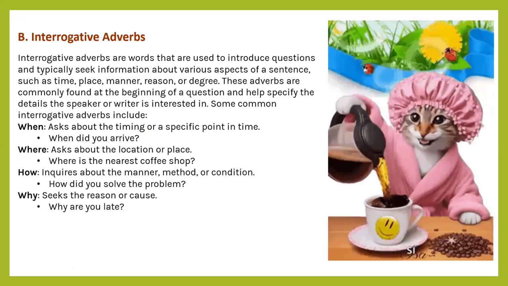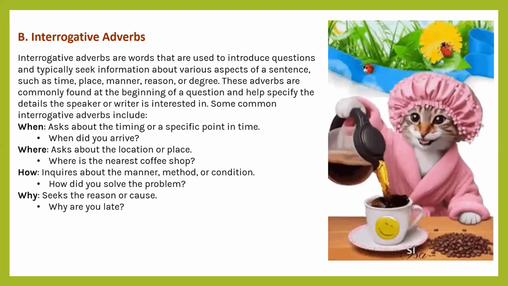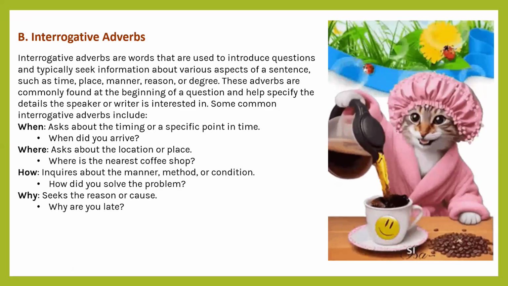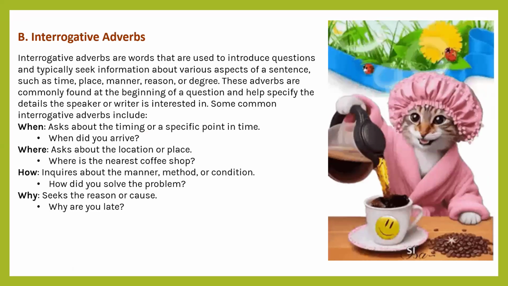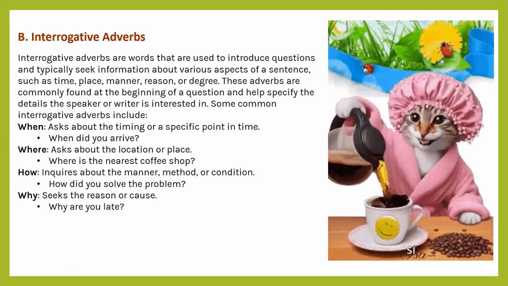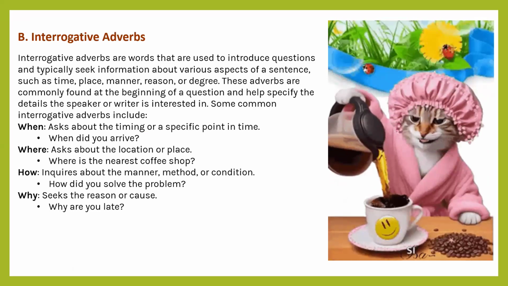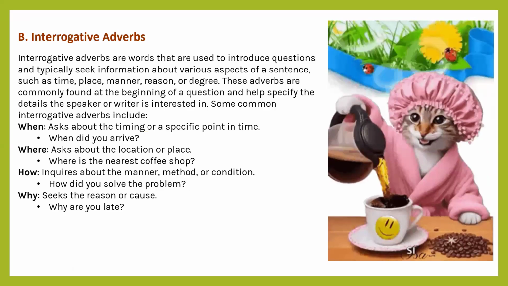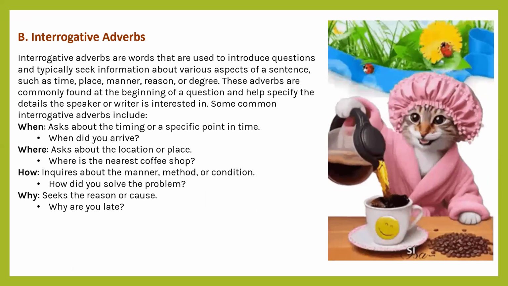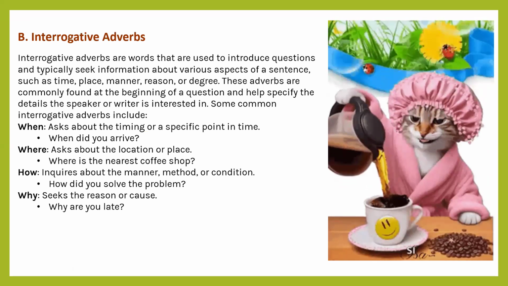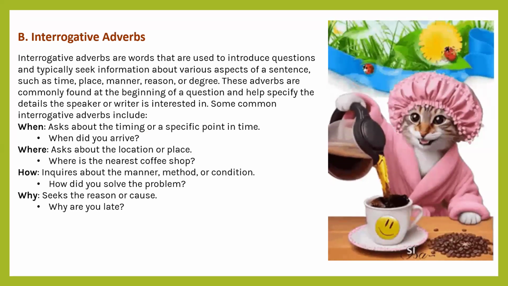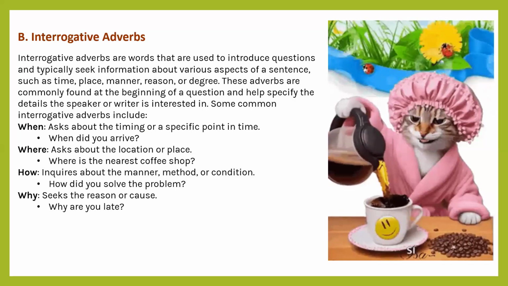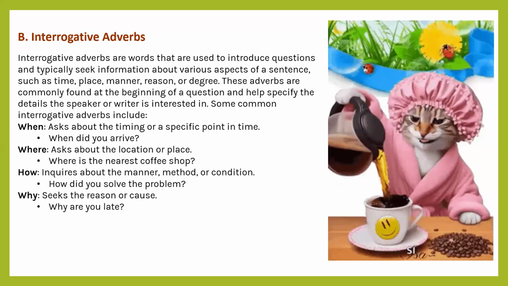Now about the interrogative adverbs. The word interrogative means to ask a question. It means it is used to introduce a question and typically gives information about various aspects such as time, place, manner, reason, or degree. These adverbs are commonly found at the beginning of a question and help specify the detail the speaker or writer is interested in. Some common interrogative adverbs include when, where, how, why. These are the interrogative adverbs.